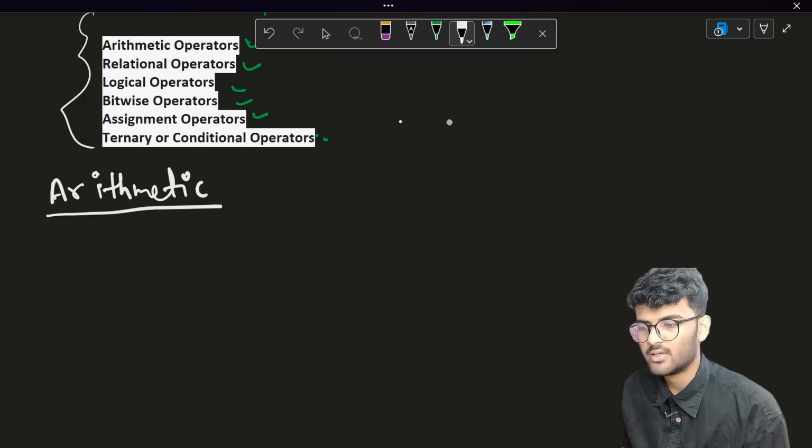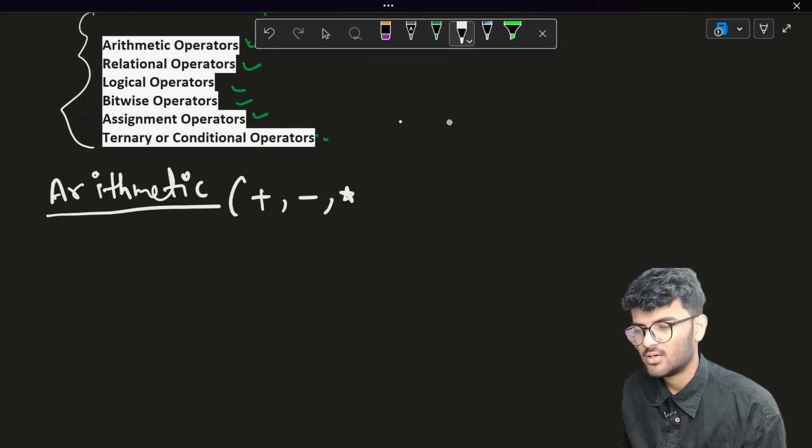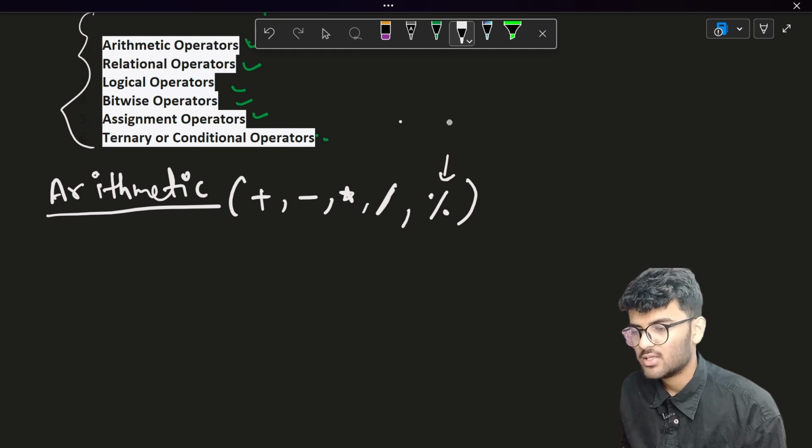So in arithmetic, we know what operators there are: plus, minus, multiply, divide, and the modulo that gives the remainder. Very important. We will discuss this in detail, right? So yeah, these are the operators.